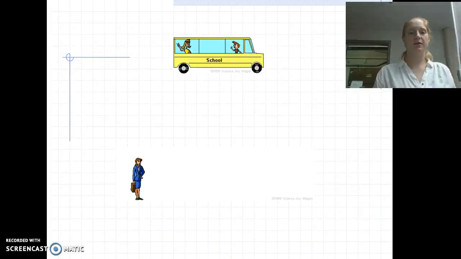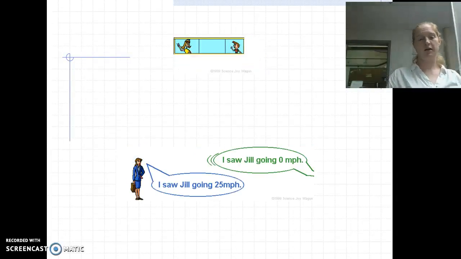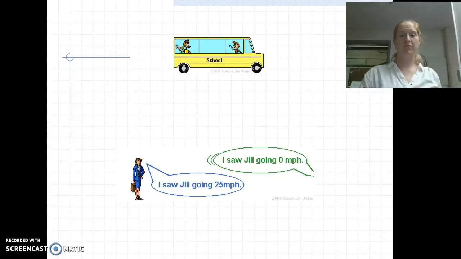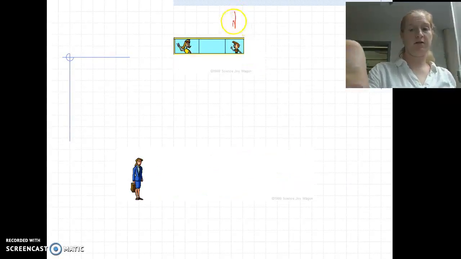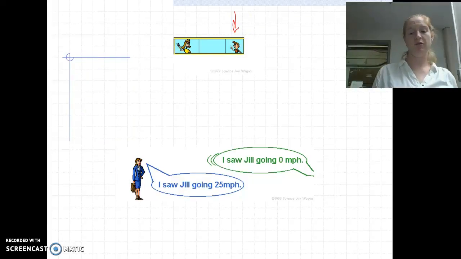Here's some examples. There's Jill and her friend Bill or something. The girl on the side of the road saw Joe going 25 miles an hour. Bill, on the other hand, over here, doesn't see her moving at all because she's in the bus, and relative to the bus, she's not moving.